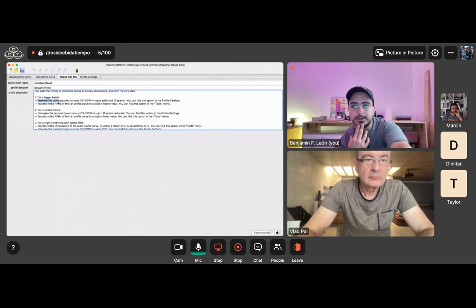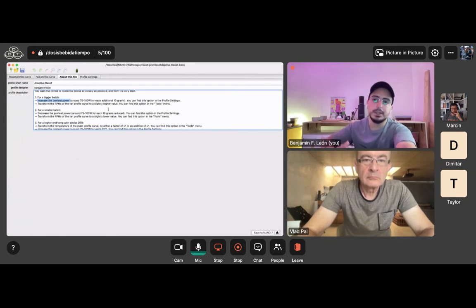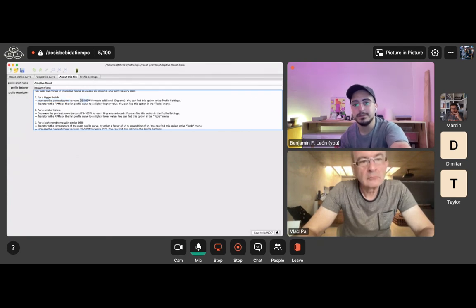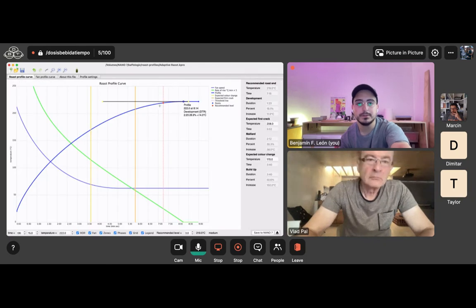For a bigger batch, I would recommend increasing the preheat power, because the roaster will need more wattage at the start of the roast to move more coffee thermally before the PID engages. And with more than a couple of batches of testing with a specific coffee, I found that 75 to 100 watts per additional 10 grams on the roast will render really similar roasting.